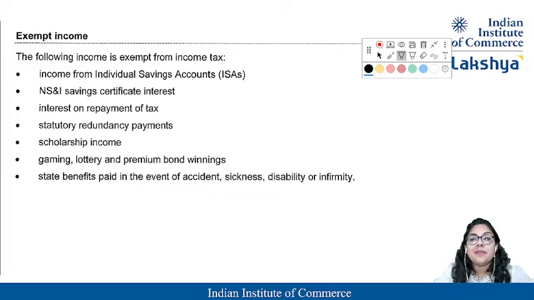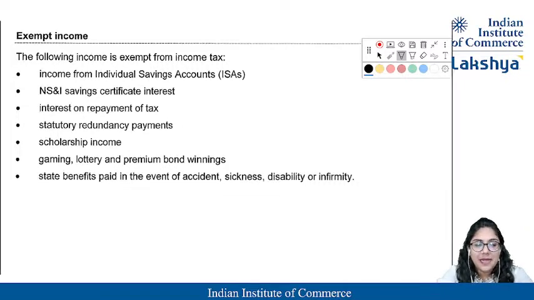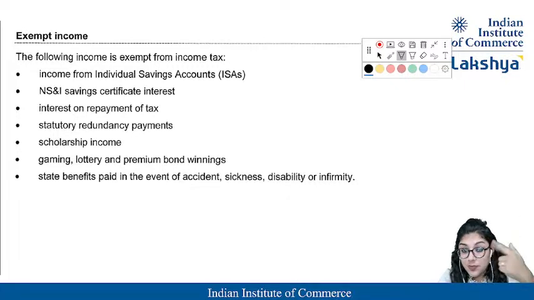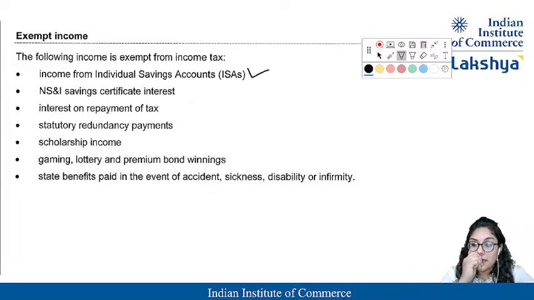It's simple. If an individual has made hard-earned money, maybe earned a lot, or maybe not so much, but in some savings account he is making normal savings and getting interest on that, income from that savings account is exempt. If you have invested in NSIs and you have some certificate, the interest on NSI is exempt. If you are getting interest on a repayment of taxes, exempt. Statutory redundancy payments, exempt.